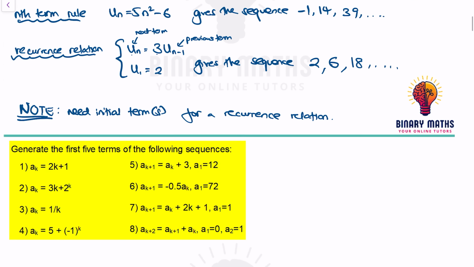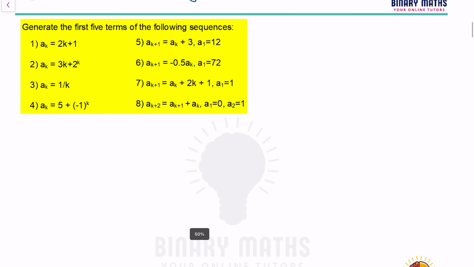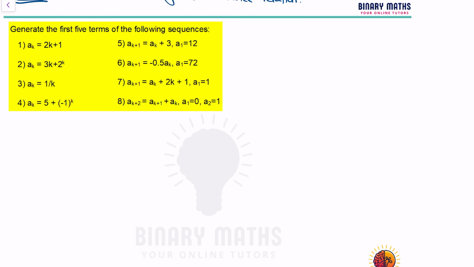Okay, let's go through some examples of generating sequences using formulae. The first ones are the nth term, although they look slightly different. These are the nth term ones, because you can see there is no u, and the first term has not been given. These are the recurrence relations.